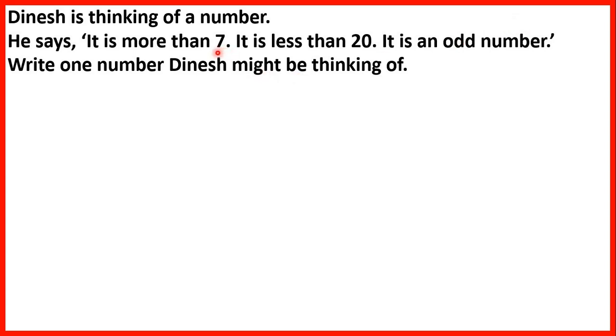Now we want a number that's more than 7, so we can't use 7, but the next odd number is 9, and that's more than 7 and less than 20, or we could have 11, 13, 15, 17 or 19, because they all end in 1, 3, 5, 7 or 9, so they're all odd numbers, and they're all numbers that are between 7 and 20.